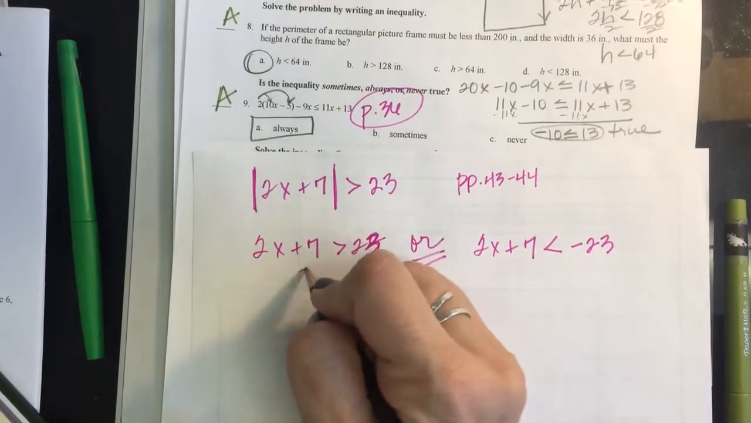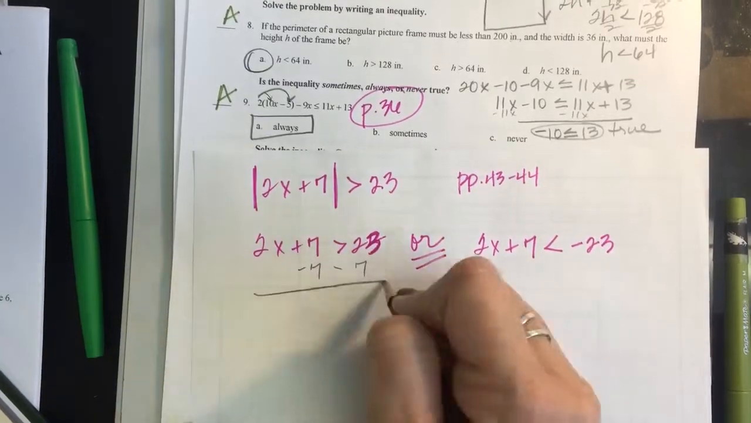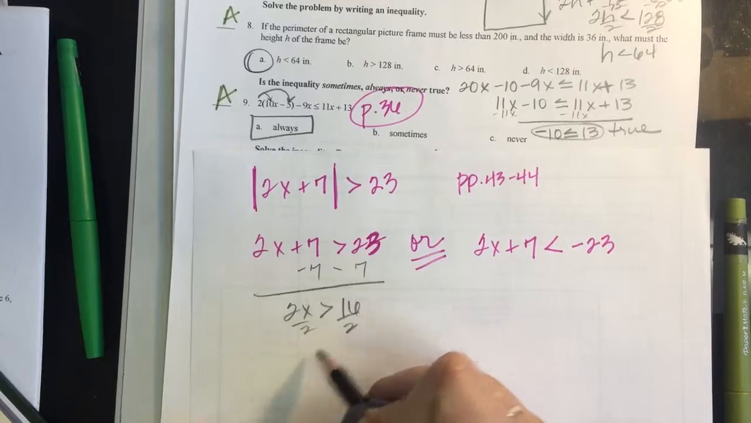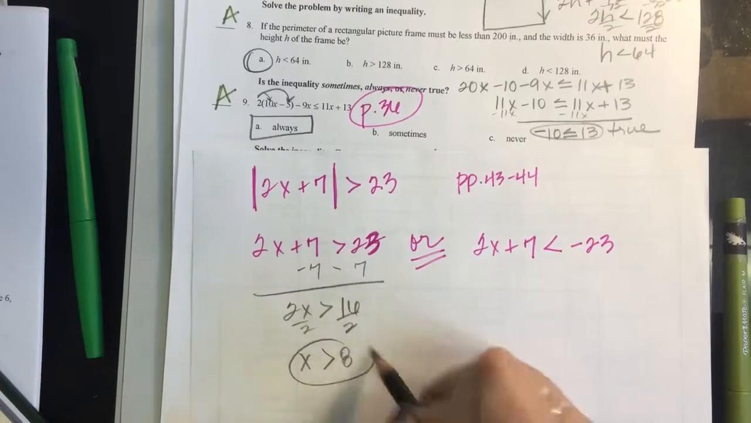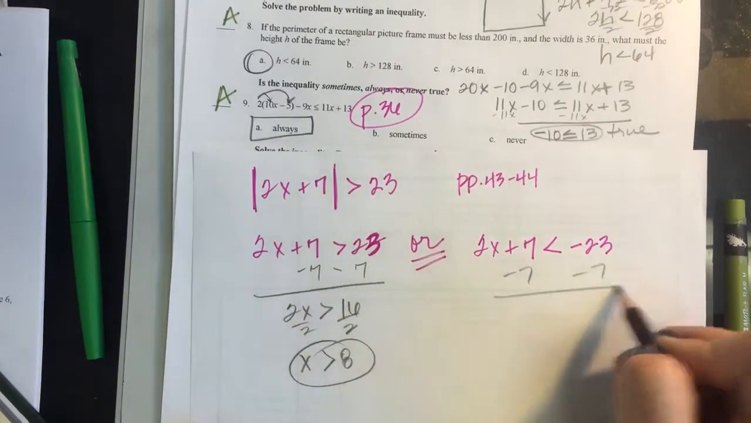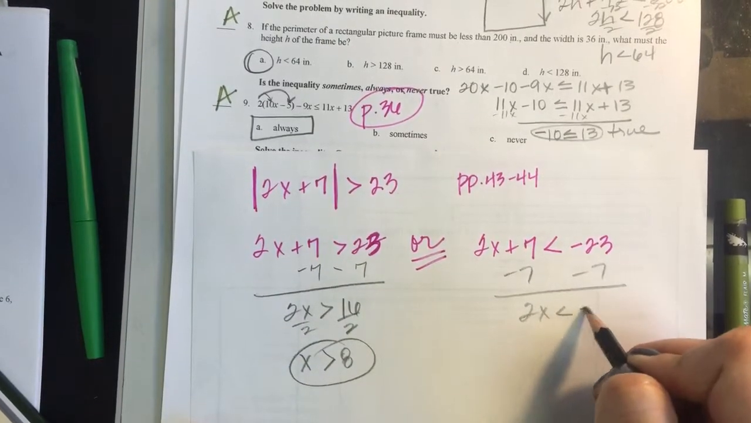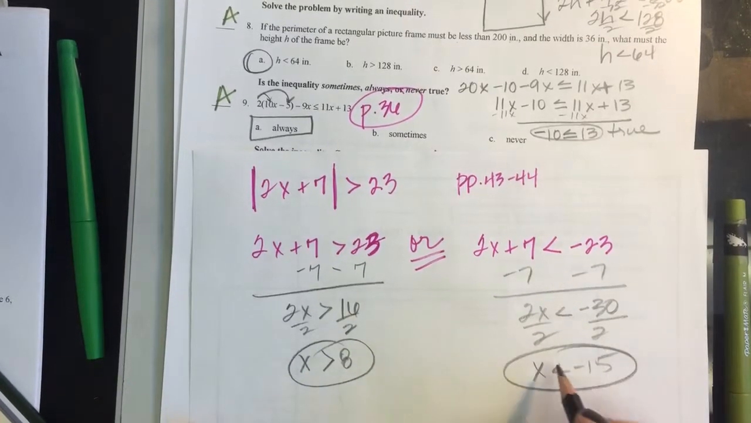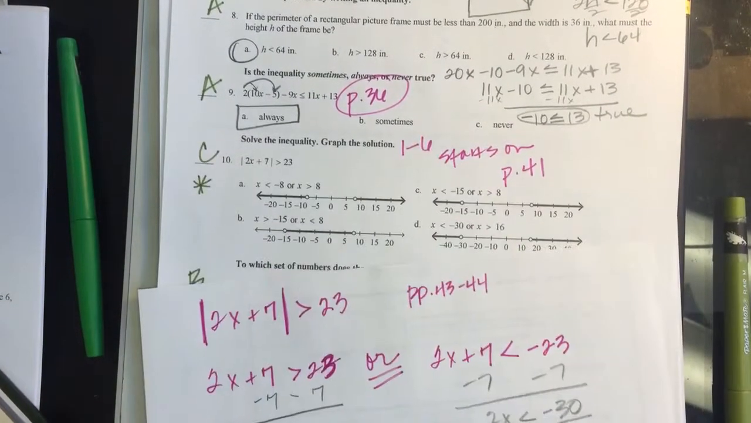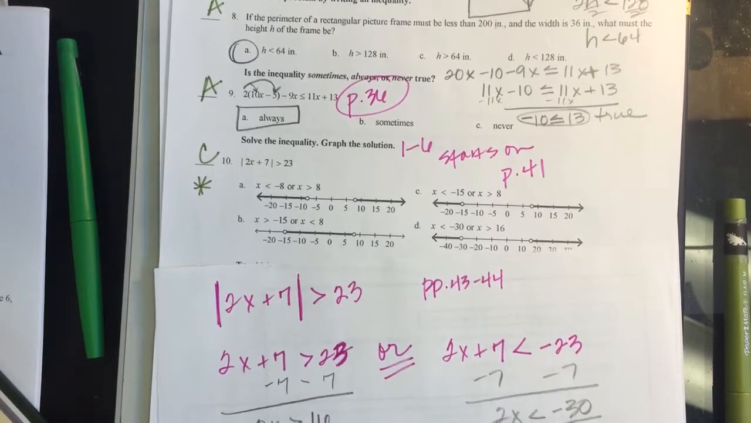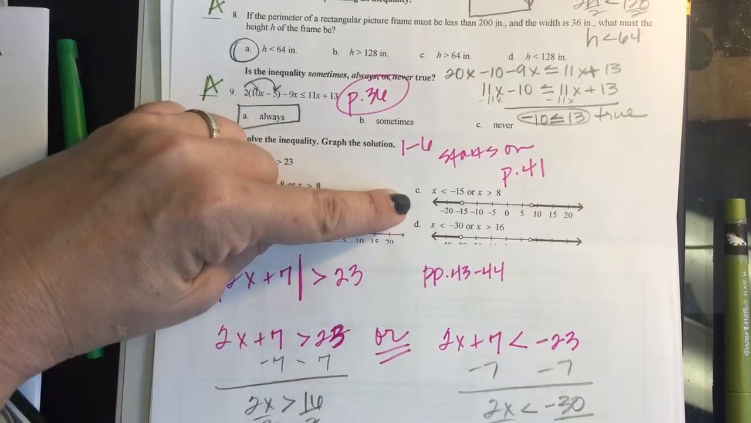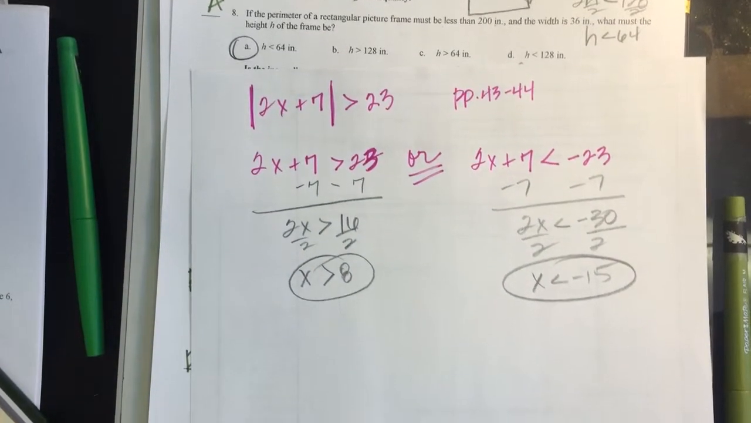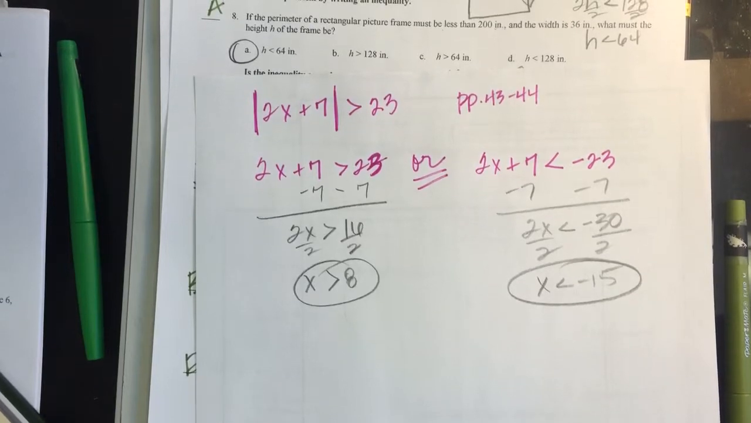And then once we solve them, we get 2x is greater than 16, so x is greater than 8. Take 7 away: 2x is less than negative 30. x is less than negative 15. There's my two inequalities. They've got to be x is less than negative 15 or x is greater than 8, and there it is right there, that's my C. So here's the work that goes along with it, but it matched with letter C in the multiple choice.